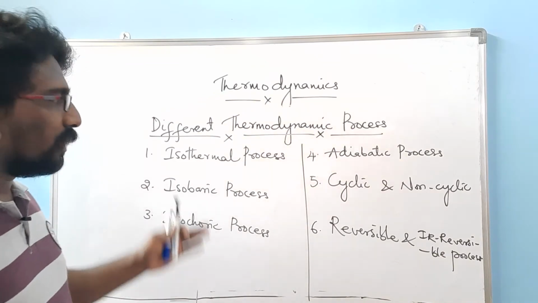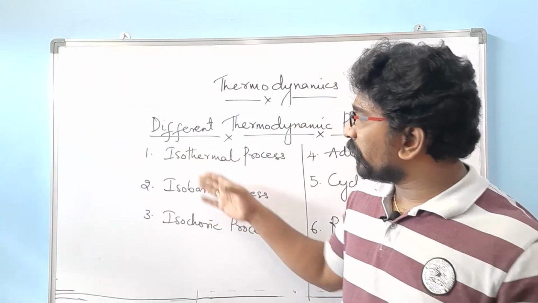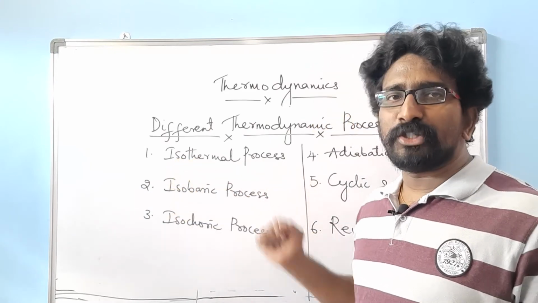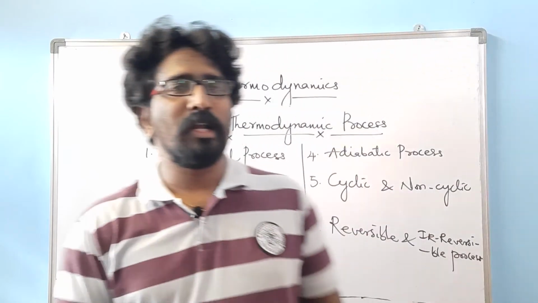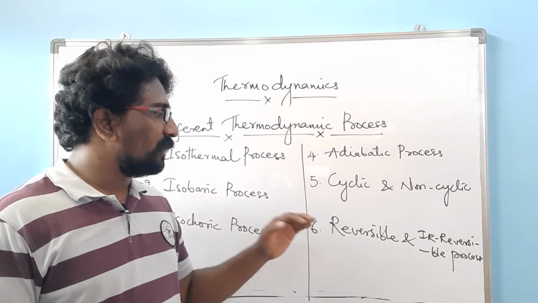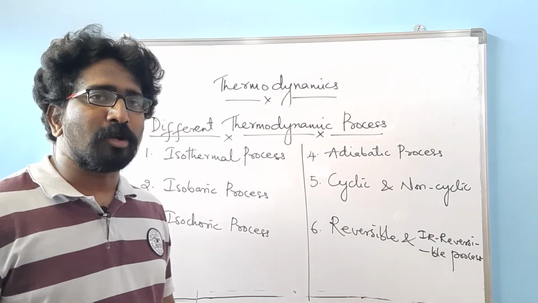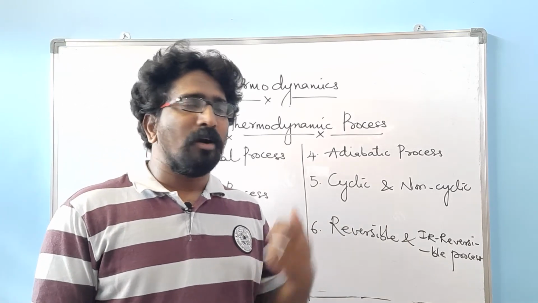So these are the different types of thermodynamic processes. The first one is an isothermal process. Second one is an isobaric process. Third one is an isochoric process. Fourth one is an adiabatic process. Fifth one is a cyclic and non-cyclic process. Sixth one is a reversible and irreversible process. Now let us understand in brief what is meant by all these different types of process.